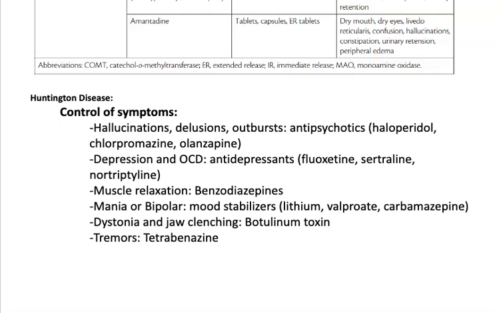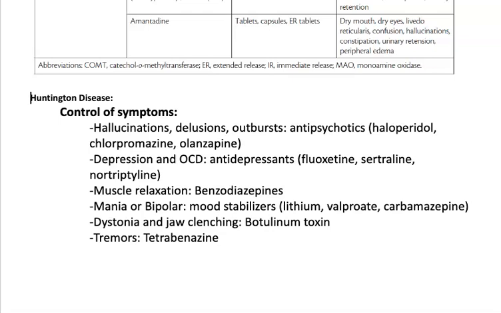So there's hallucinations, delusions, and outbursts. There's depression and OCD. There are movement issues. There's mania and bipolar disorder. There are movement issues including dystonia, jaw clenching, and tremors. And so when you think about how you're going to treat Huntington's disease, you're going to have to treat all of those and not just the movement disorder.